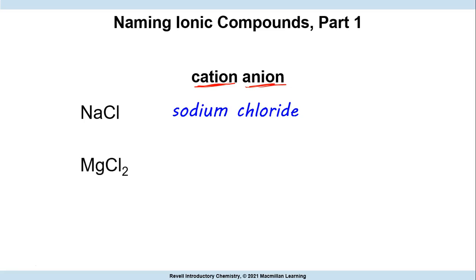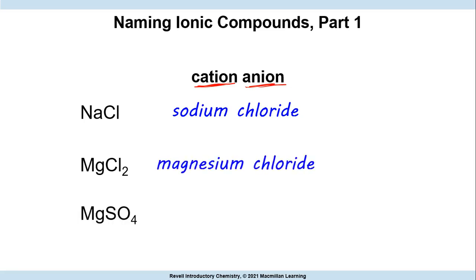Let's look at the second example here. The two atoms that we have here are magnesium and chlorine. So the name is going to be magnesium chloride. Now for this other compound, we have 2 ions here. We have the magnesium ion and we have the sulfate ion. So the name of this compound is going to be magnesium sulfate.